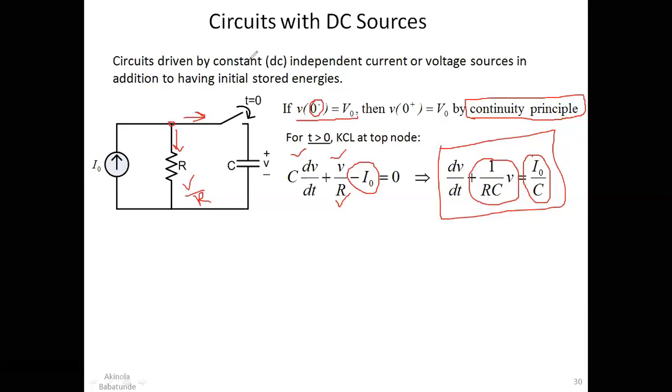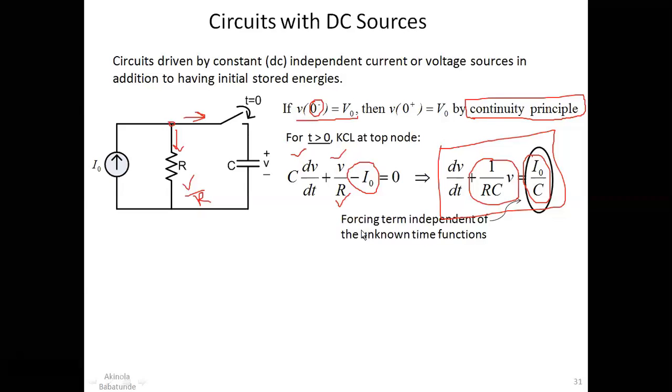If we take it further from here, what you will find out is that this I naught over C represents the forcing term, which is independent of the unknown time functions. It represents the forcing term, which is independent of the unknown functions. Okay, so let's take it a step further from there.